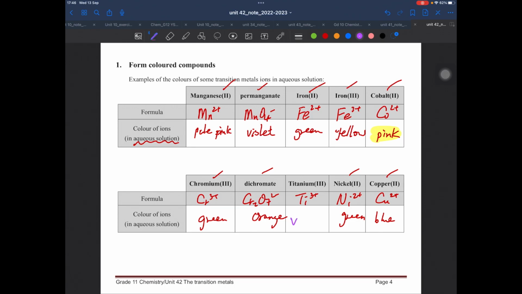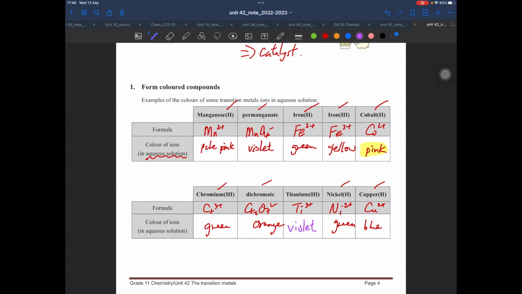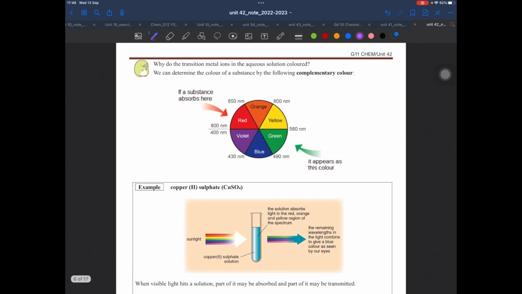Okay, I just tell you, it's violet in color. So I think this is easy for you to memorize, right? Yes, you need to memorize this. And next one is a bit difficult. So again, there is something about how a substance can become colored.